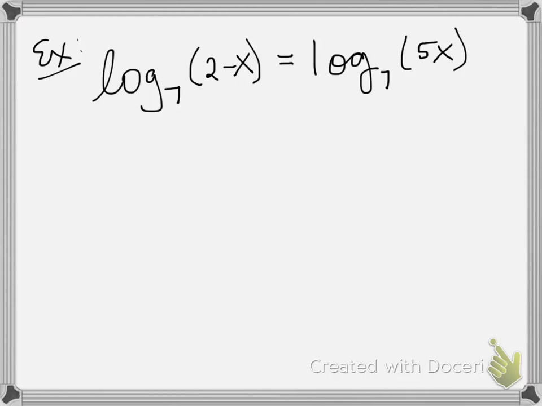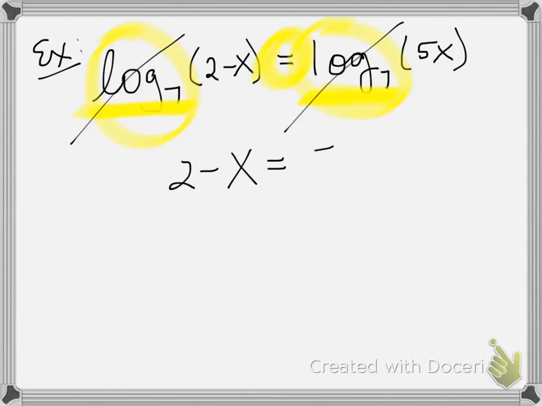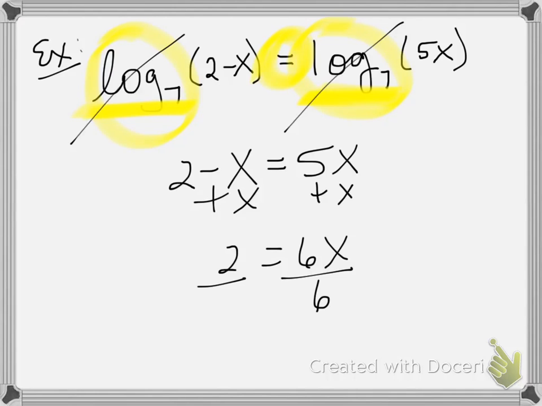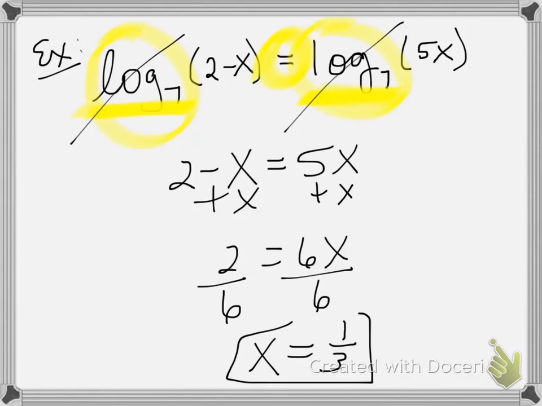Okay, this time, for this problem, I have log base 7 of 2 minus x equals log base 7 of 5x. And they are equal to each other, so log base 7 equals log base 7. That's pretty obvious. So if those two things are equal to each other, then we can drop them. And that just leaves me with 2 minus x equals 5x. This is a very nice problem because it's easy to solve. Now I'm going to add x to both sides. 2 equals 6x. Divide by 6, and x is going to equal 2 over 6, which reduces to 1/3. So those are the kind of problems that we look for because they're easy.